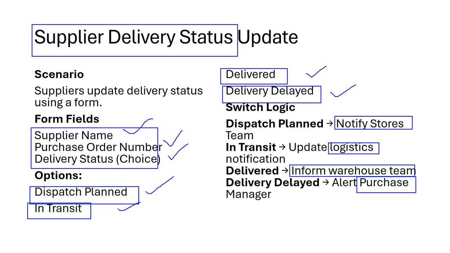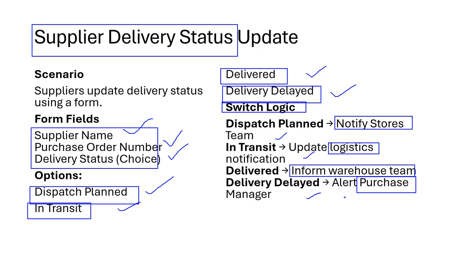After submitting the form, you have to create a flow. The logic of the flow is: if there is dispatch planned, then notify your stores department. If the dispatch is in transit, then indicate it to your logistic department. If it is delivered, then indicate it to your warehouse team. If it is delivery delayed, then indicate it to your purchase manager. So create a form and then link that form with your flow.